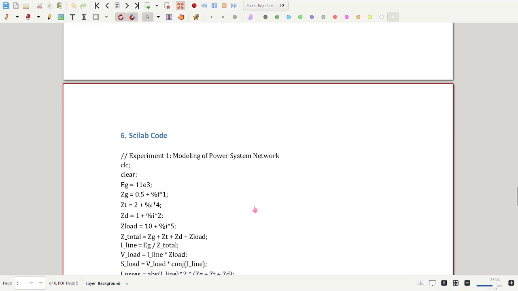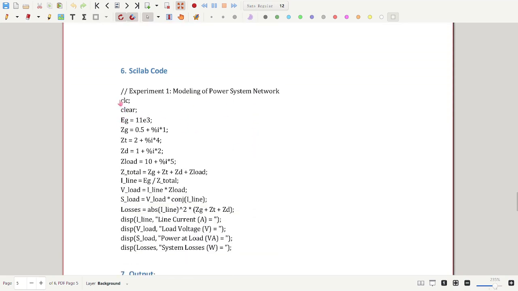Now let us go for the SCILAB code. Here the SCILAB code begins with CLC and clear. I have taken the generated voltage as 11E3, that is 11 kilovolts. For kilovolts we use E3. Next, the generator impedance is 0.5i, the internal impedance of the generator. We represent it with a real part and an imaginary part. Here also real part and imaginary part, for the transmission line, the distribution line impedance, and the load impedance.